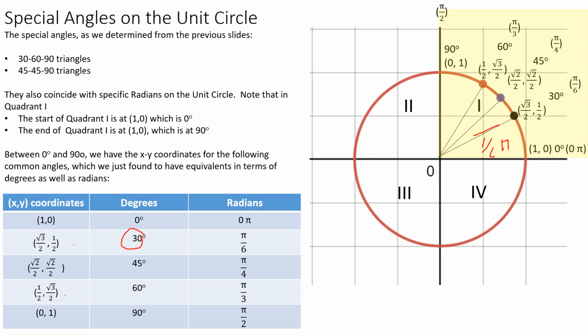We already said this is square root of 2 over 2, square root of 2 over 2, or by degrees is pi over 4, because a quarter of the way is pi over 2. And if this is 60 degrees, 60 times 3 is 180, so this is pi over 3. And as I said before, 90 degrees is halfway between 0 and pi, so it'd be pi over 2.